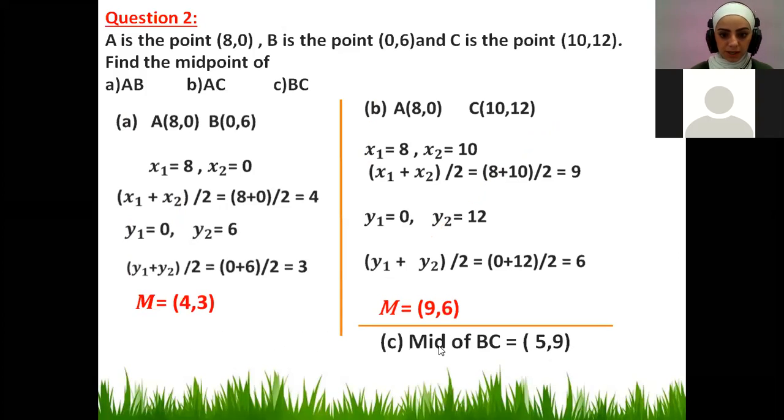So this is it. The midpoint of B and C is 5, 9 by adding the X values, 0 plus 10, 10 divided by 2, 5, and 6 plus 12 is 18 divided by 2 is 9. So this is the midpoint of BC.